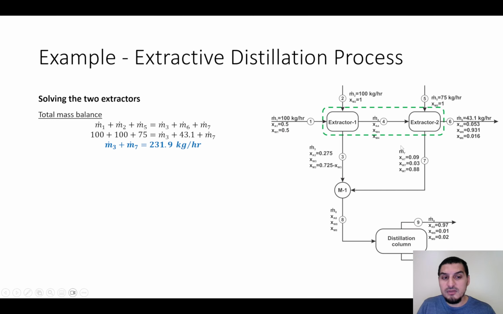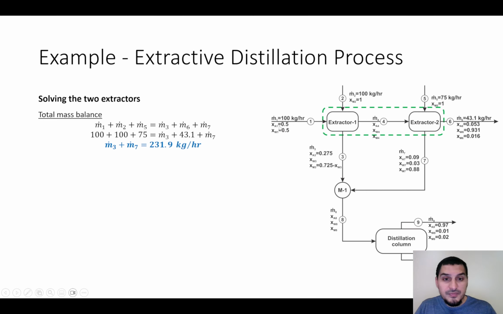We know that we have three variables to calculate: M7, M3, and XW3. So we have three variables. But if we can put the solution in two equations and two unknowns, and then later calculate the third variable, this is a very, very ideal case.